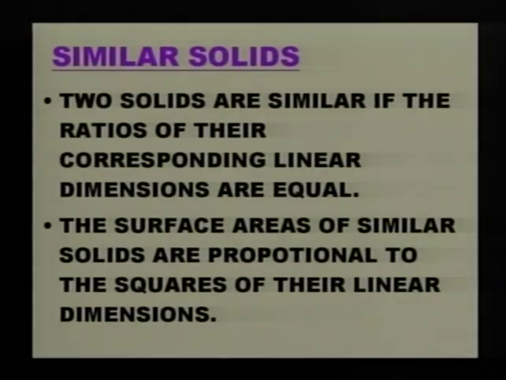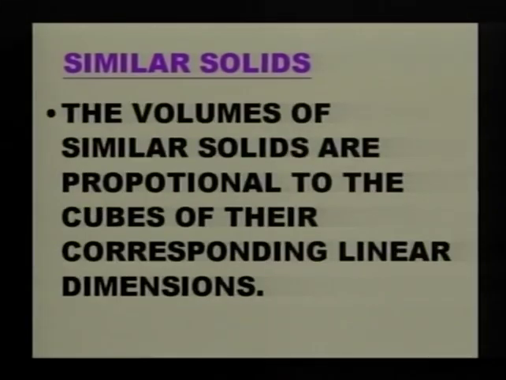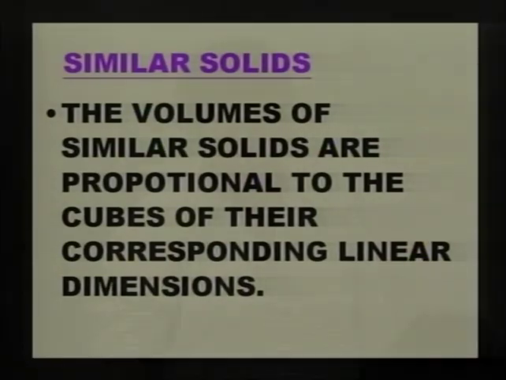So on similar solids, it says two solids are similar if the ratios of their corresponding linear dimensions are equal. And when that happens, the surface areas of similar solids are proportional to the squares of their linear dimensions. I'll explain when you see the diagram next. And for similar solids as well, the volumes are proportional to the cubes of their corresponding linear dimensions. I'll explain further.